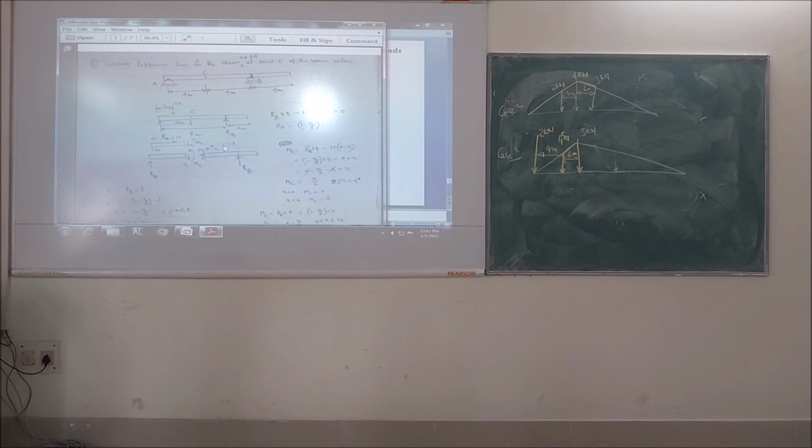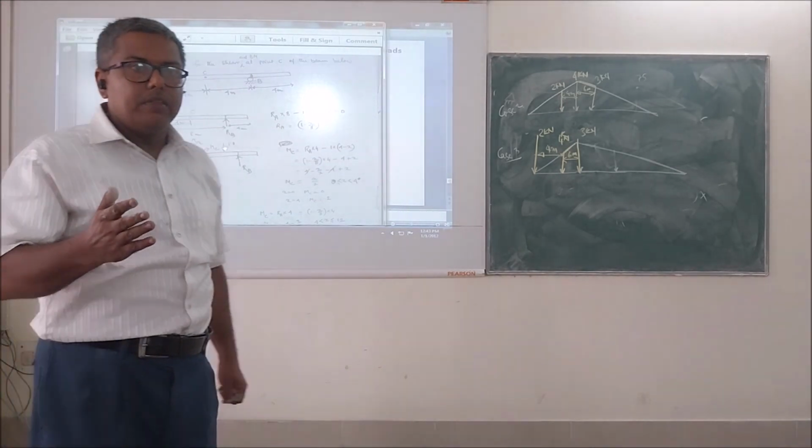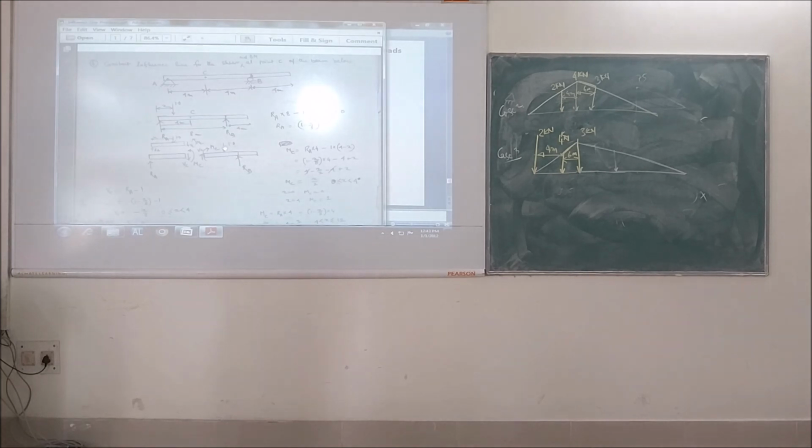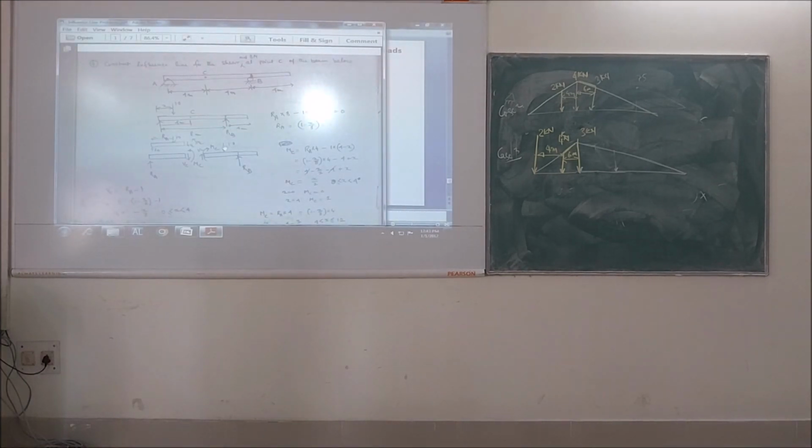So in that case, how do you find out? The method of finding out the influence line will remain the same. It is not going to differ. So what do you have to do first? You have to position a unit load. Where will you position it? You will position it at a distance x. The unit load will be a dimensionless quantity. It will not have any dimension.